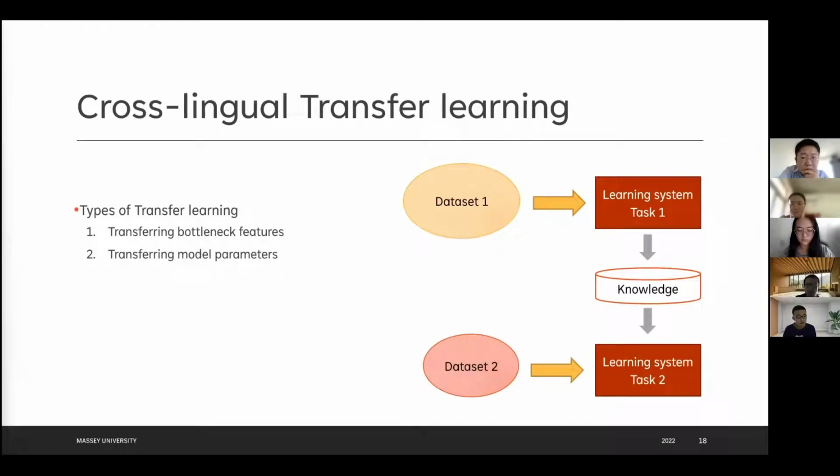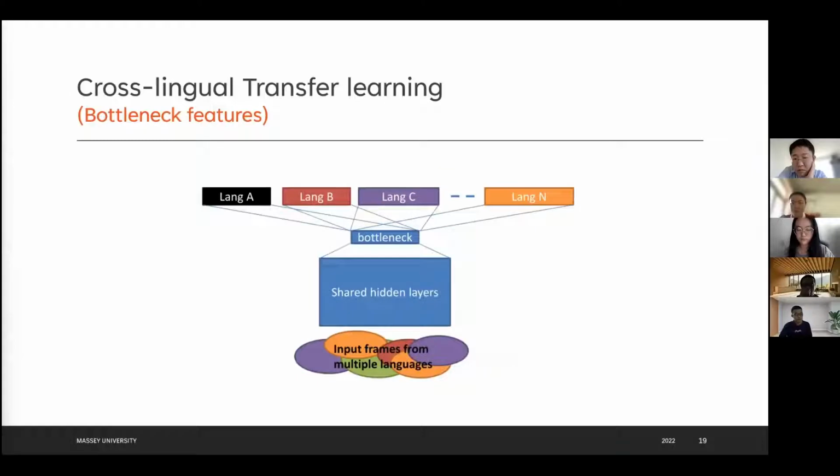So here you can see we have one data set which is fairly big, and we train the system on that data set. The second data set, the actual problem that we are working on, is fairly small, and we transfer the knowledge from the first system to the second system, and then we get better results. So that's how transfer learning in general works. Transfer learning can be divided into two types. One is transferring bottleneck features, and another one is transferring the model parameters. We'll discuss each one in the next slide.